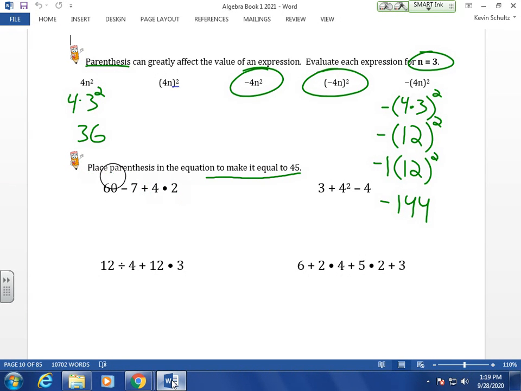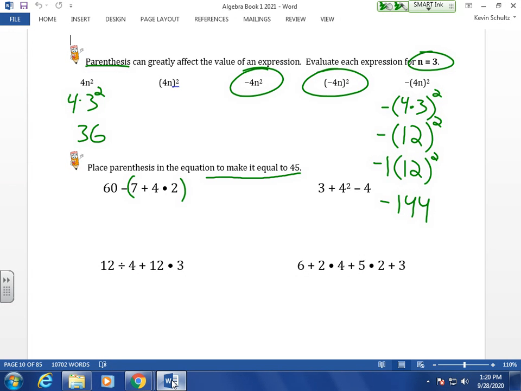But again, if we solve this the way it's written here, 60 minus 7 plus 4 times 2, which is 8, that's not 45. 60 minus 7 is 53. 53 plus 8 is 61. Right? So we do need parentheses here somewhere, but it's not around the 4 and the 2. Anybody else have an idea? Some new voices maybe you haven't heard from? Go ahead. It's around the 7 and the 2. Around the 7 and the 2.